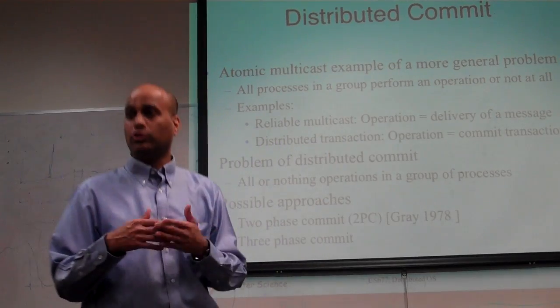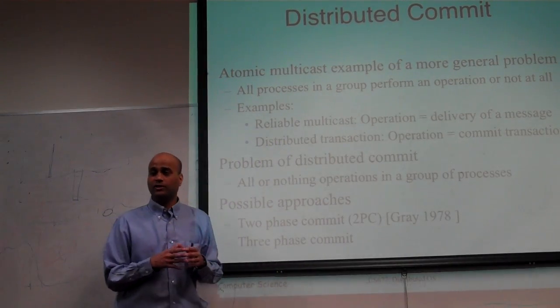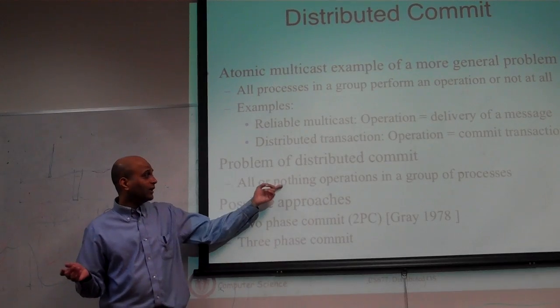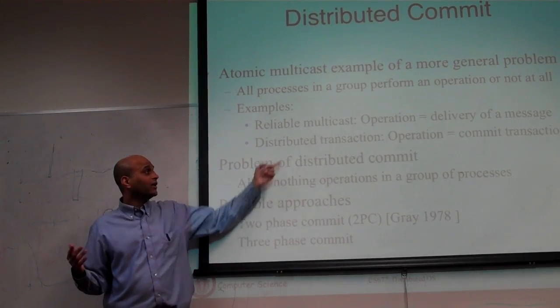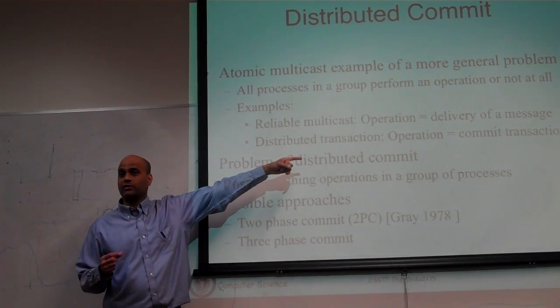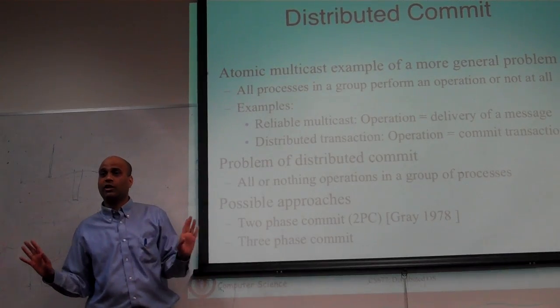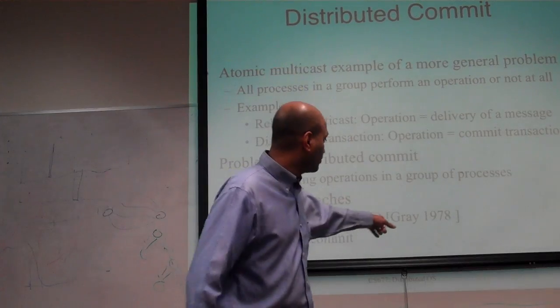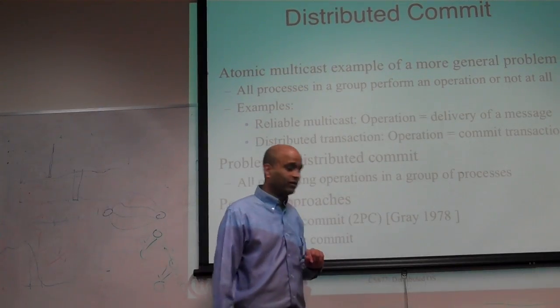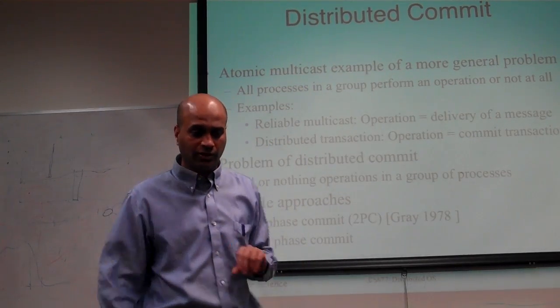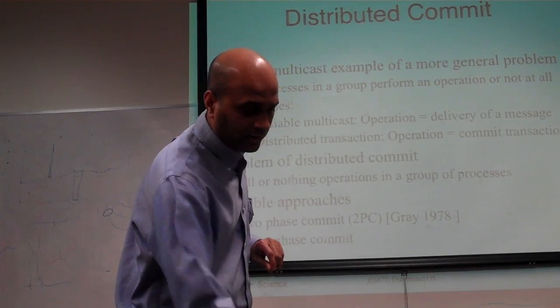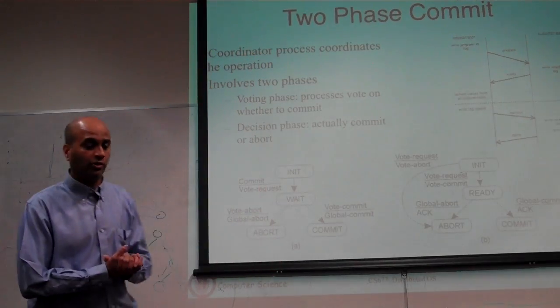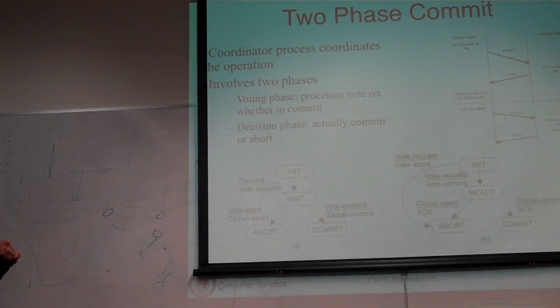Although it's used widely in databases, it's basically a general protocol that just allows a group of processes to agree. Here they are agreeing whether to commit a transaction. You could have used that to agree on anything. So this is what we are going to look at. It's a classic protocol originally proposed by Jim Gray, 1978. So a very old protocol, almost 30 years old.